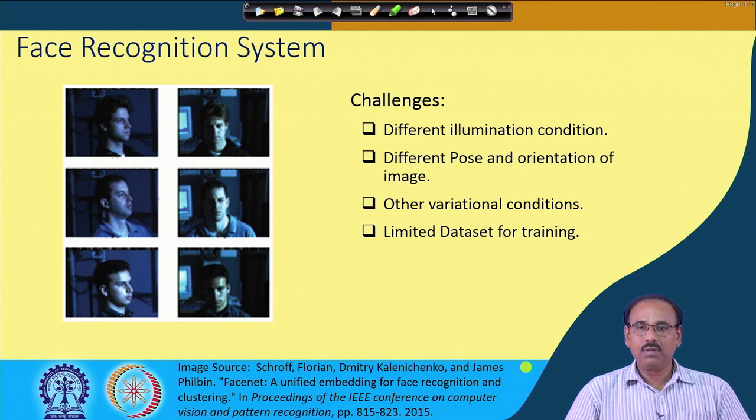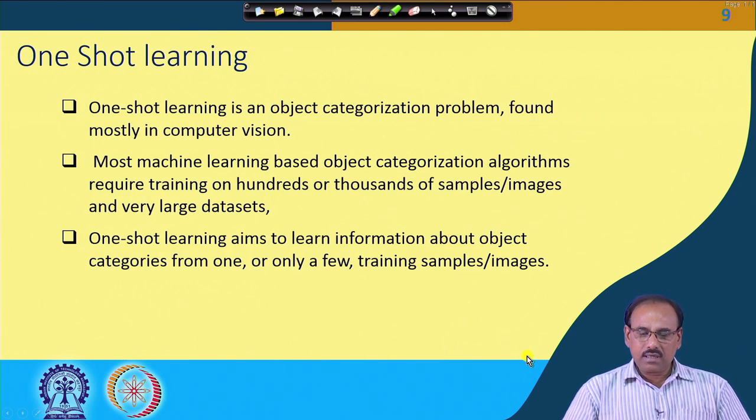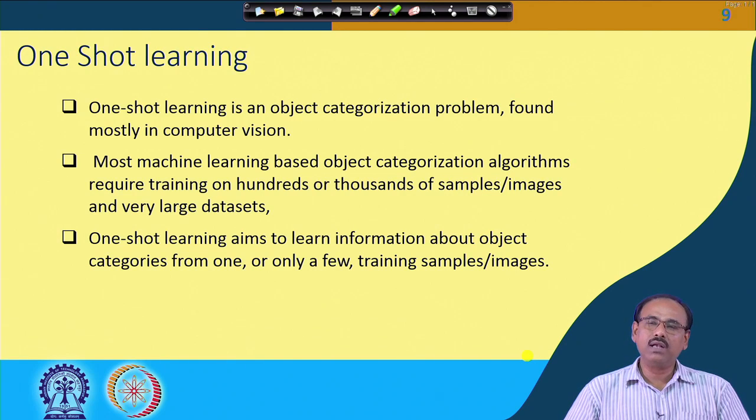And of course, one of the most important challenges is the availability of a limited data set for training of the system, so that the system can recognize persons from their face images with high accuracy. So these are the different challenges. Given this, the kind of training or learning mechanism that has to be employed is what is known as one-shot learning or one-shot training. So what is this one-shot learning?